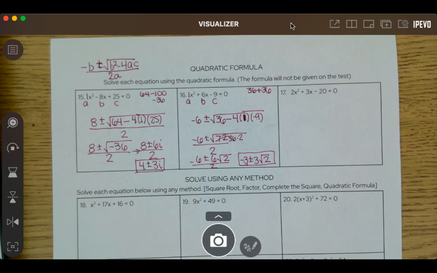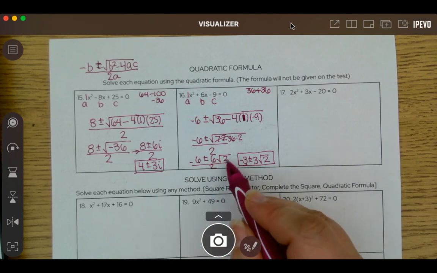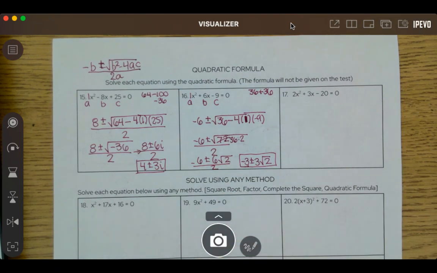Notice how I did not divide the square root of 2 by 2 because I already divided the number attached to it in front by 2. You can't divide square roots by anything that's not also in a square root.